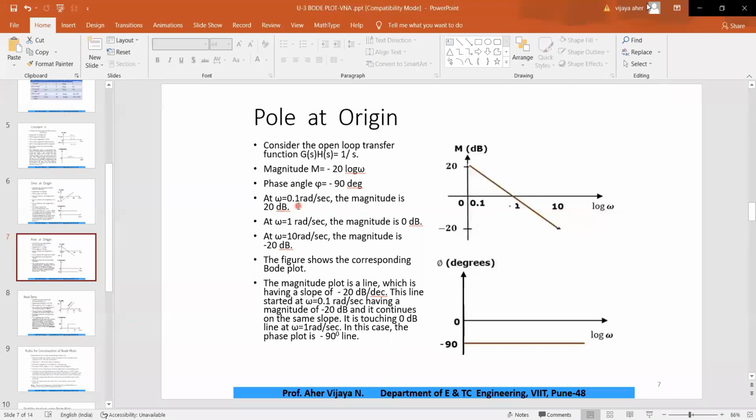Starting with omega is equal to 0.1 radian per second, at that time magnitude is 20 dB. So your plot is starting from this point, 20 dB. Okay, then omega is equal to 1, magnitude is 0 dB. So this is nothing but the 0 dB line. So your plot is crossing at omega is equal to 1 with the same slope. Okay, what is magnitude at omega is equal to 10? Magnitude is equal to minus 20 dB. So this is how you can plot the magnitude plot. So starting with plus 20 dB when omega is equal to 0.1, right?